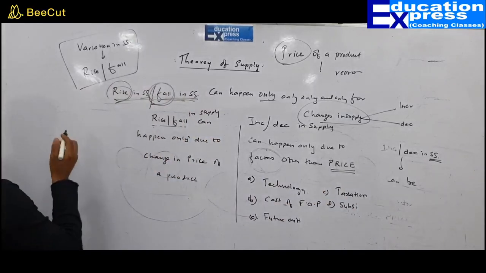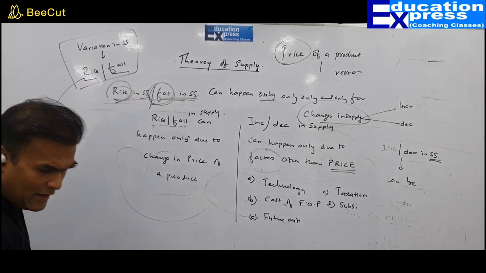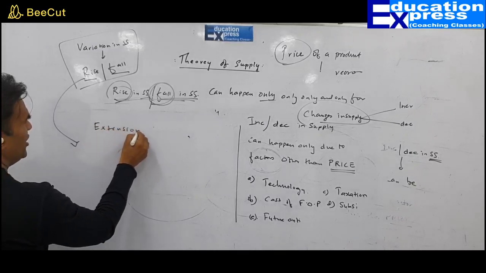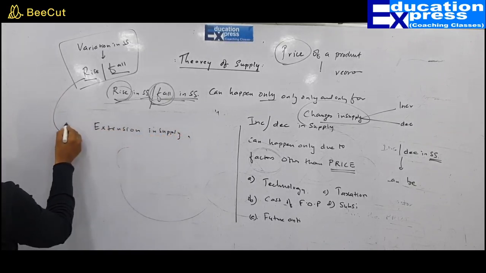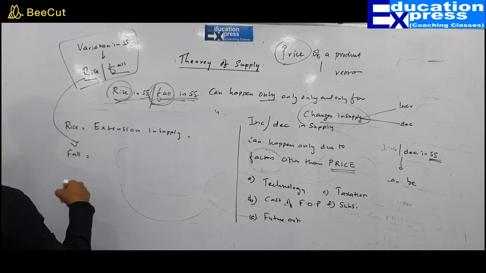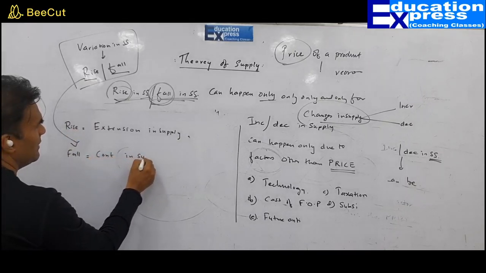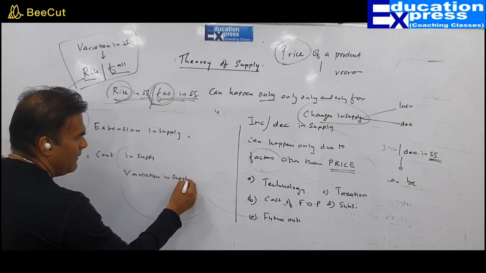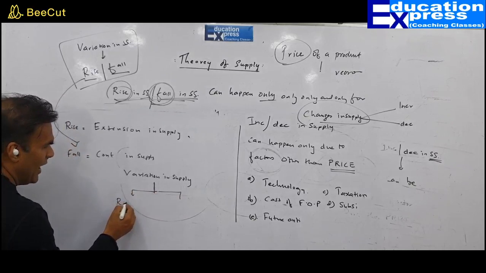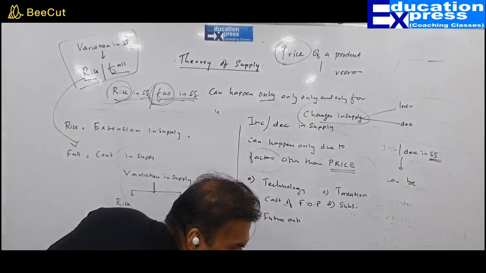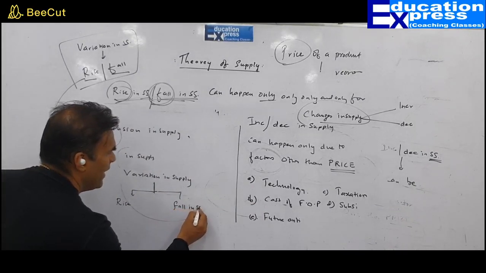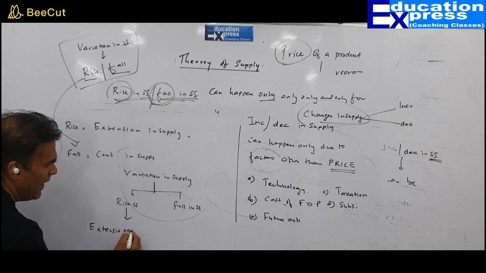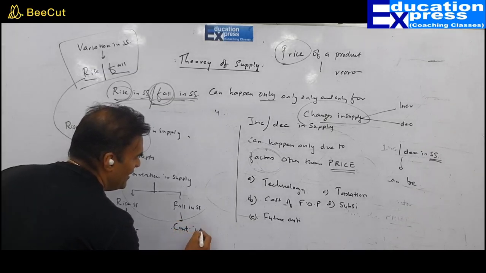Is there any other alternative word for rise or fall? Rise in supply can also be substituted by the word expansion. Expansion in supply, and this is called rise. And fall in supply can also be called contraction in supply. Oh, that means, one minute. Variation in supply means either it can be a rise in supply or a fall in supply. Absolutely. Rise can also be called expansion in supply, and fall is called contraction in supply.